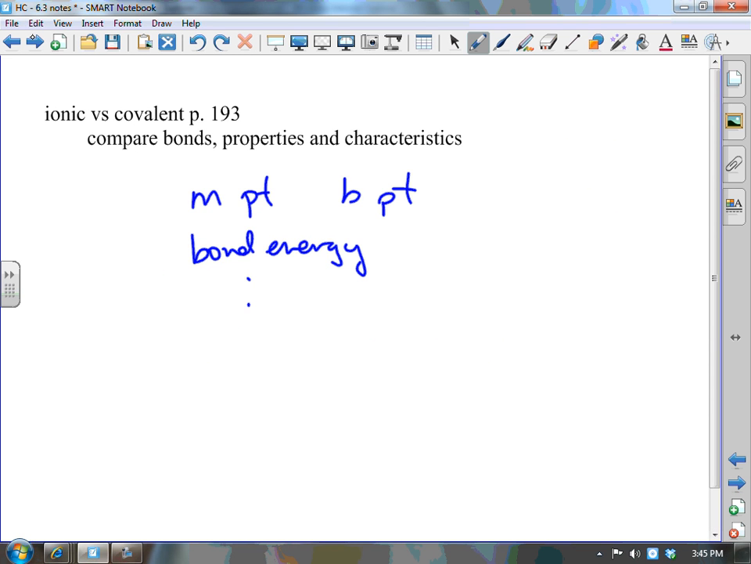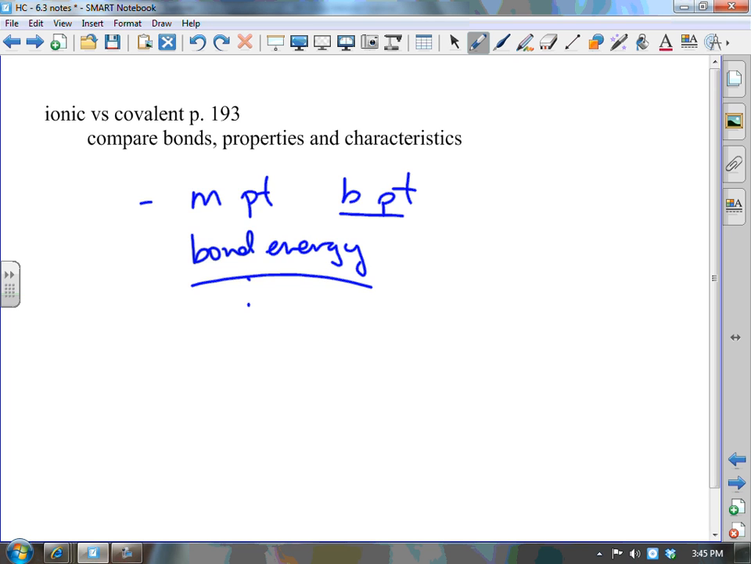The second item, again fairly quick, is that they very briefly talk about the differences between ionic and covalent bonds on page 193. So we're comparing the different bonds. What are the properties and characteristics, things like melting point, boiling point, bond energy, and a few other things. It's a fairly short list, but a few very distinct and important differences between the two.